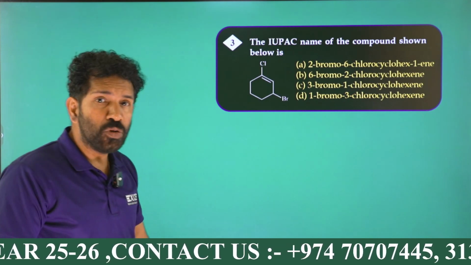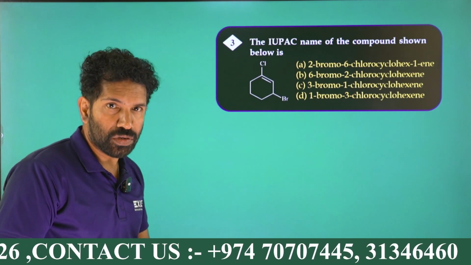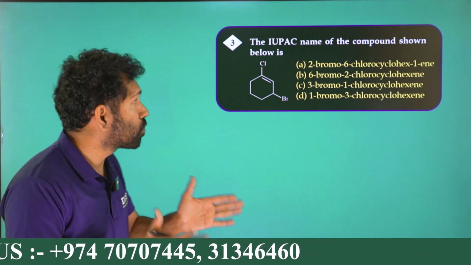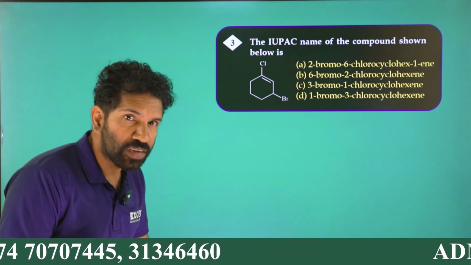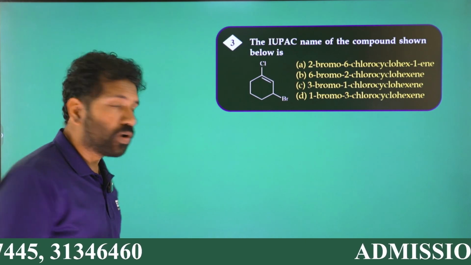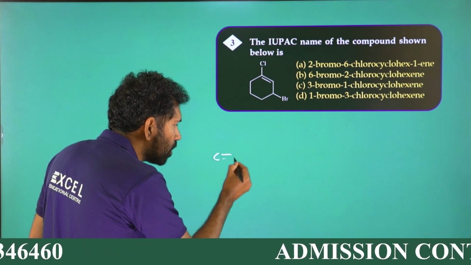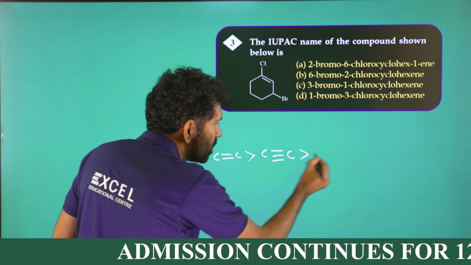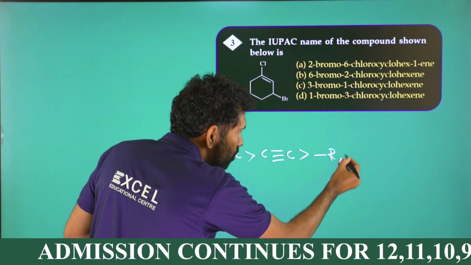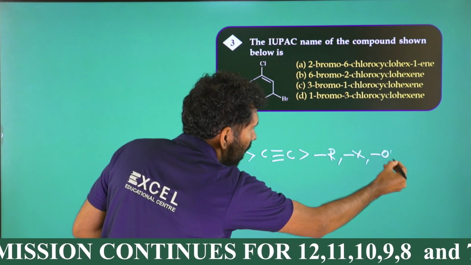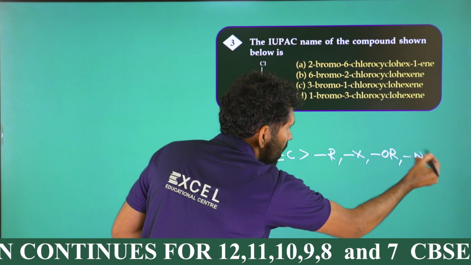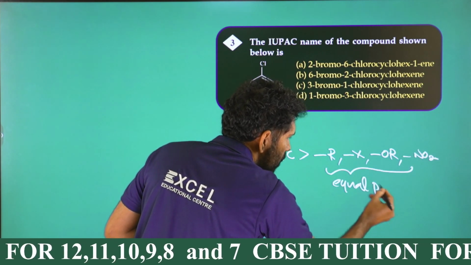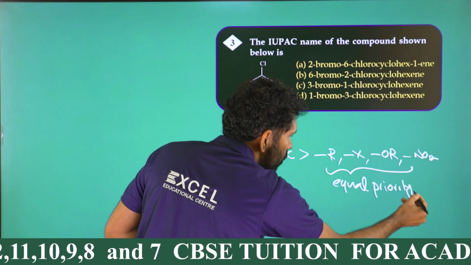Now, IUPAC names of the following compound. Among halogen compounds, what's the rule for IUPAC naming? You already studied, so the priority order you must know. According to priority, carbon-carbon double bond comes first. Then carbon-carbon triple bond. Then alkyl group as well as halogen as well as alkoxy group as well as NO2 group. These all have equal priority, right?